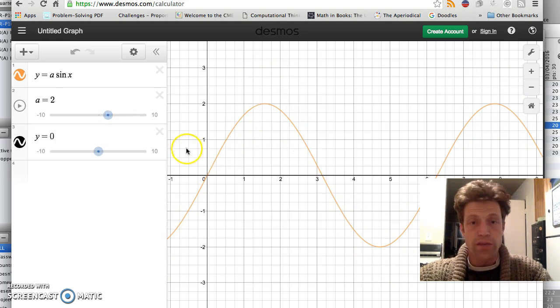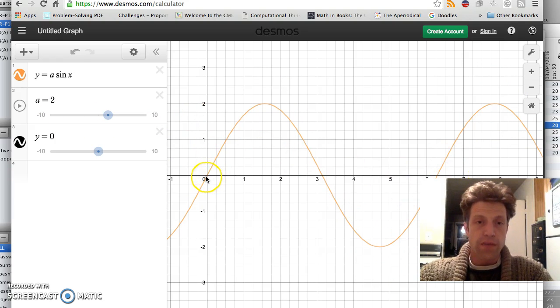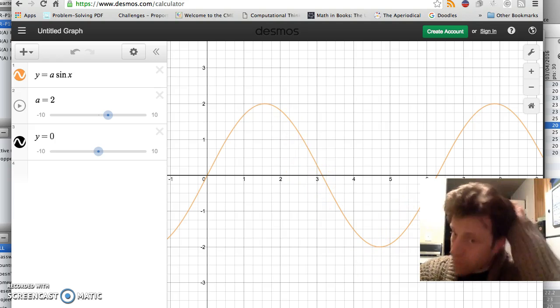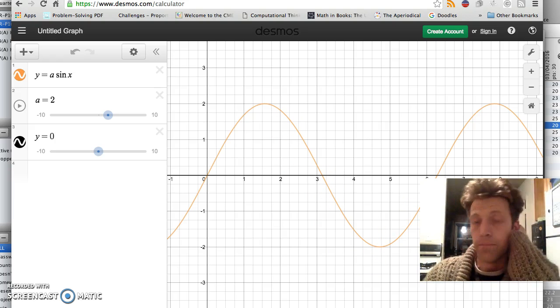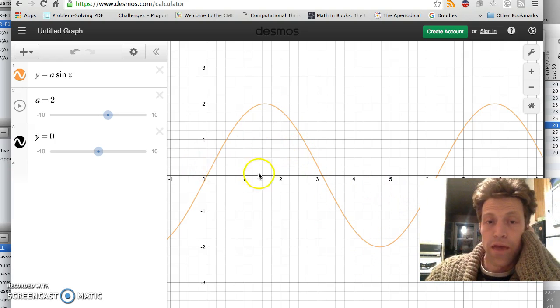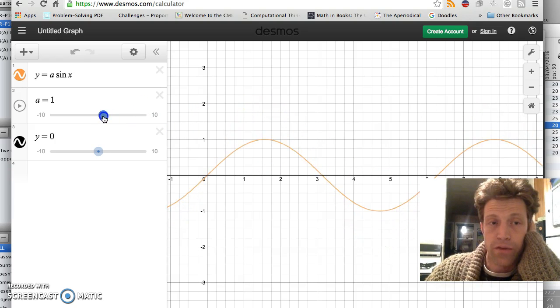So that's y equals 2 sine x right here. Same place that it hits 0 right there. Same place where it hits 0 again right here, but different. So the interval is the same, but the actual distance it travels, how high it gets, is different. If I go, this is back to the way it used to be. A little different.